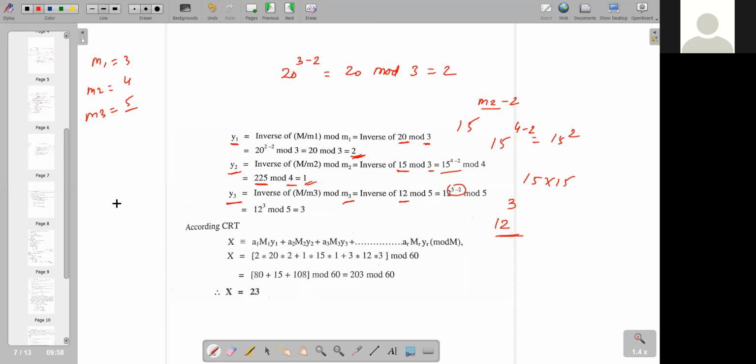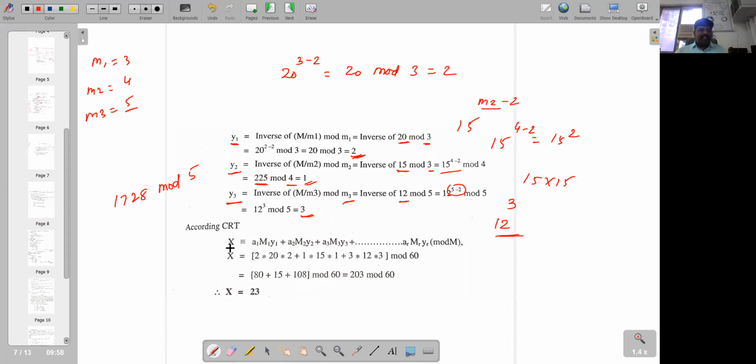1728 mod 5. 1728 mod 5. Are you getting the result equal to 3? 1728 mod 5. Yes, sir. Okay. So these are the y1, y2, y3 values, right?